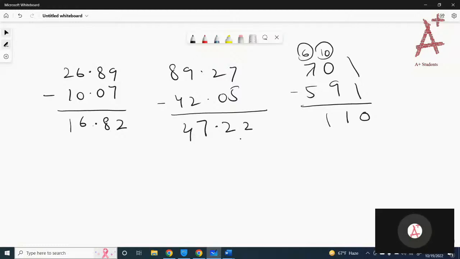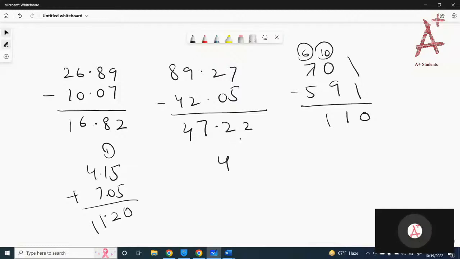Okay, the next one is you have to add 4.15 plus 7.05. So start adding from the ones digit. So it would be 5 plus 5 is 10. Write a 0 over here and carry 1. So 1 plus 1 is 2, and 7 plus 4 is 11. Got it? It would be 11.20. So just select the correct option and click on the OK button.